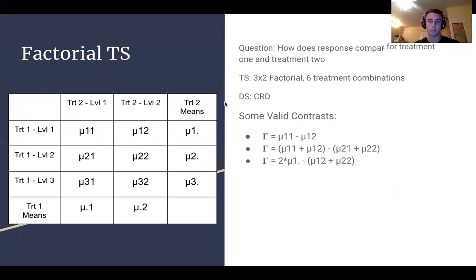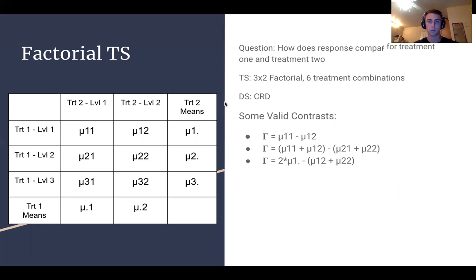Now, contrasts are not just limited to one-way treatment structures, such as the example I gave earlier. We can also compare means in a factorial treatment structure. So instead of just comparing a main effect of a treatment to another, we can also look at any differences between interaction effects. The same rules apply, though, where the coefficients of the contrast must equal 0.